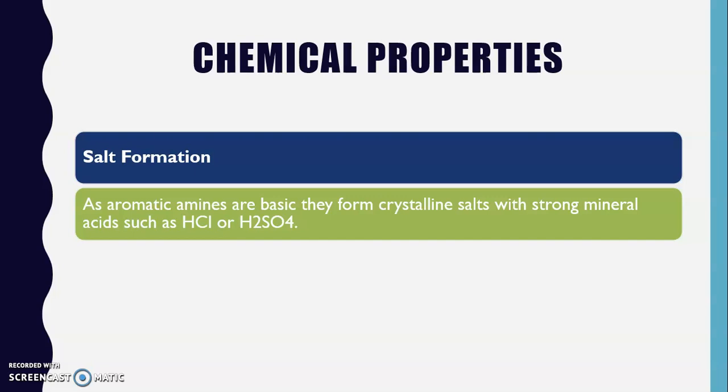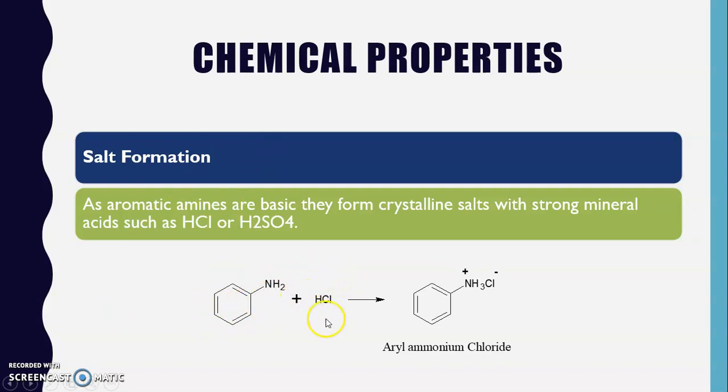As aromatic amines are basic, they form crystalline salts with strong mineral acids such as hydrochloric acid or sulfuric acid. Here you can see this particular reaction where an aromatic amine, say for example aniline, when reacted with hydrogen chloride, or hydrochloric acid, is converted into the crystalline salt, that is, aryl ammonium chloride is obtained.